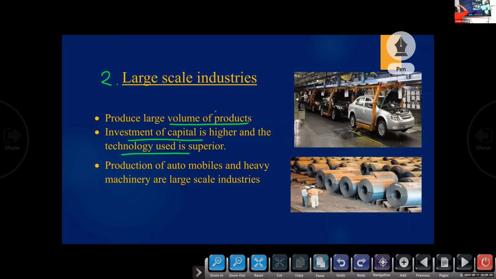Volume of production is large. They produce a large quantity. Then the investment of capital is higher. They use superior technology. Heavy machines are used in large scale industries for manufacturing. As the name indicates, it's large. Is it clear?